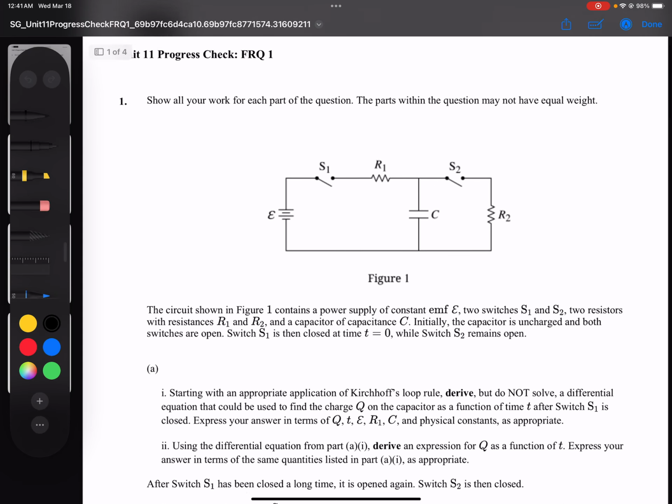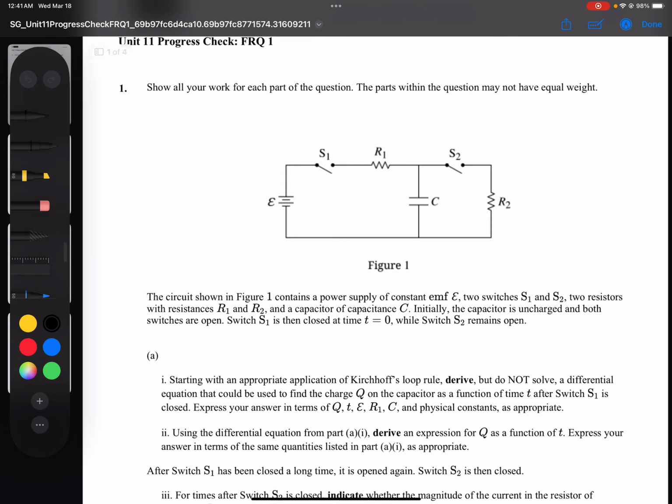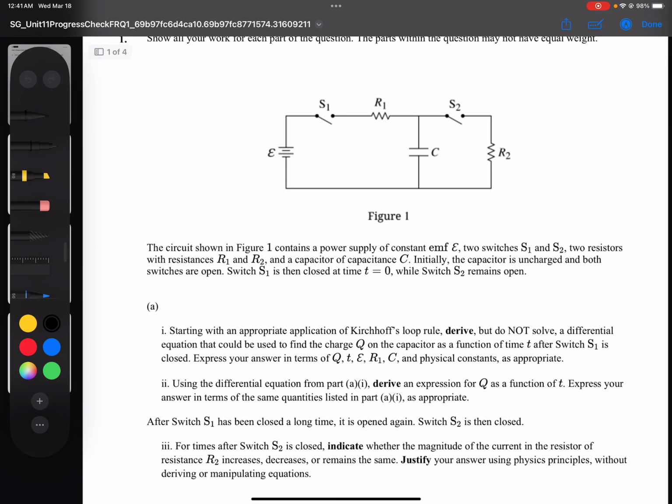Okay, here's the first FRQ. We have here an RC circuit with two switches, and for part A, it says we need to use Kirchhoff's loop rule to derive, but not solve, a differential equation that can be used to find charge Q on the capacitor as a function of time after switch 1 is closed.